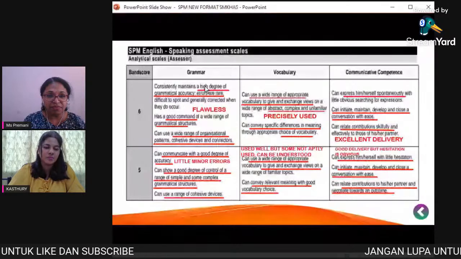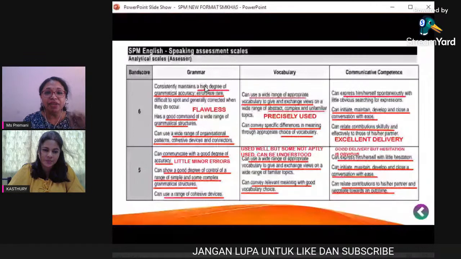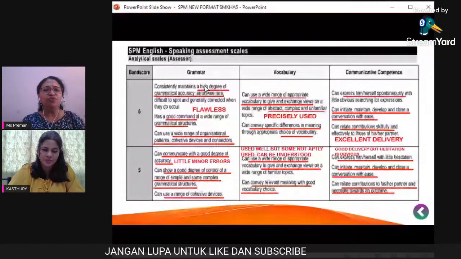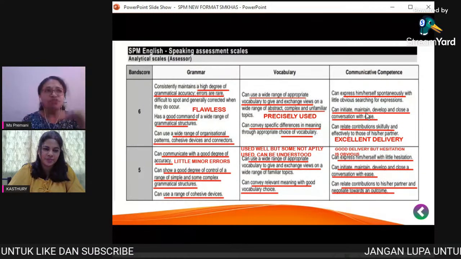Okay, so here is how the marks are given. Again, I told you, interlocutor and assessor will look into 3 points in detail here. Okay, you can see 6 marks, flawless. This means no error. Grammar.